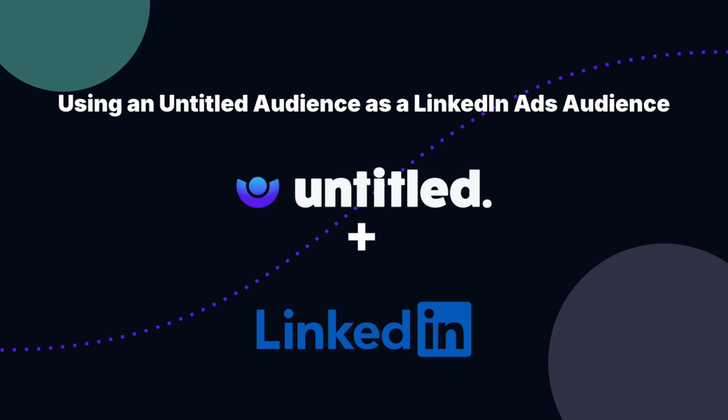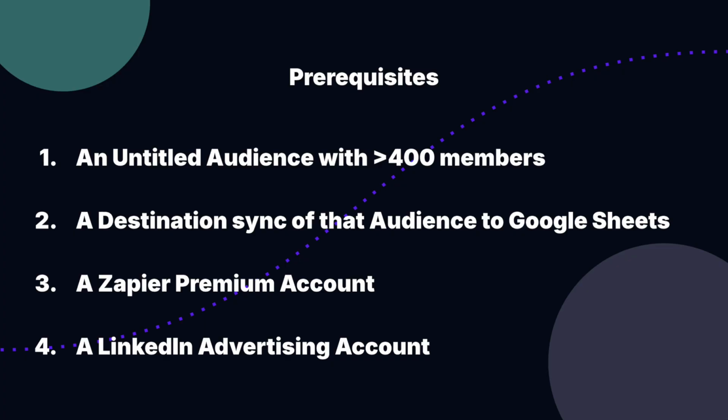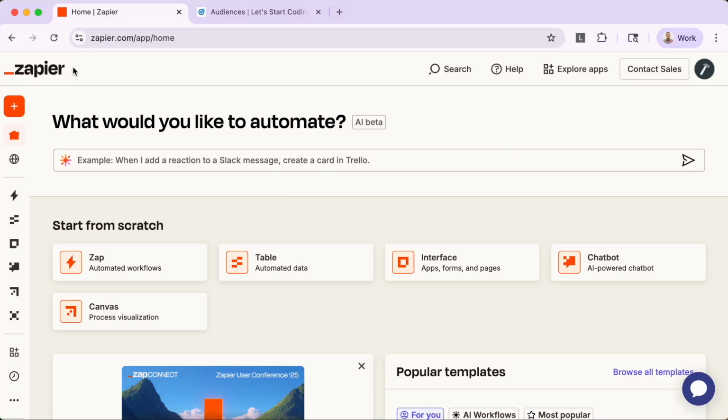In this video, we'll walk through the process of creating a custom LinkedIn ads audience using an Untitled audience, Google Sheets, and Zapier. Before you begin, make sure that you have an Untitled audience syncing to a Google Sheet, a premium Zapier account, and an active LinkedIn ads account.